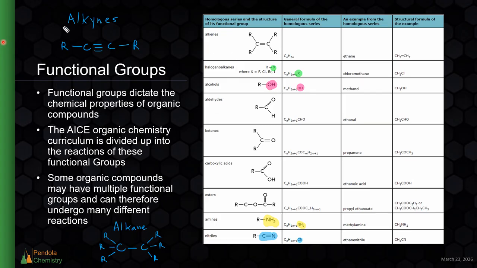And we'll talk more about these three and their differences once we're talking about nomenclature and naming compounds in the next section. But for now, that is it for homologous series and functional groups. I will see you all in the next video.